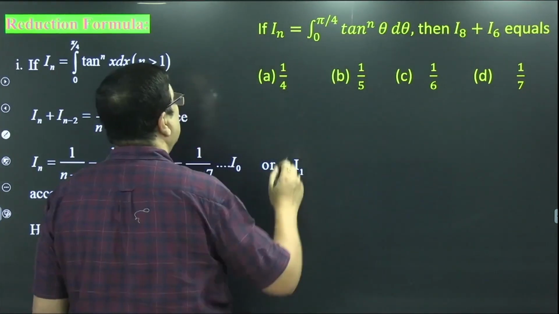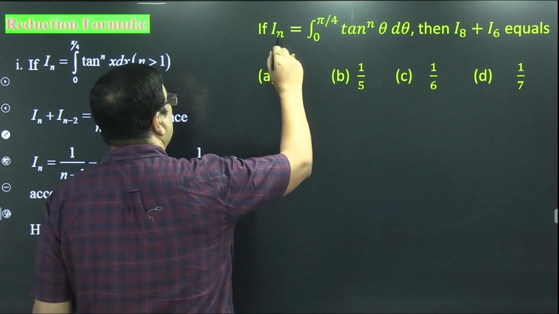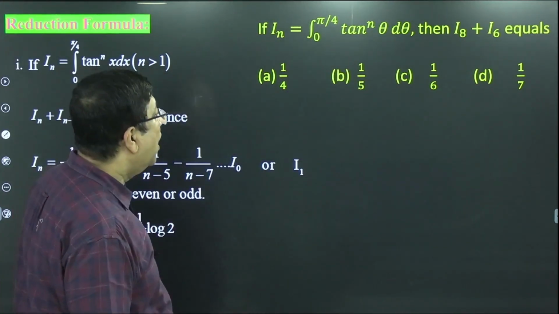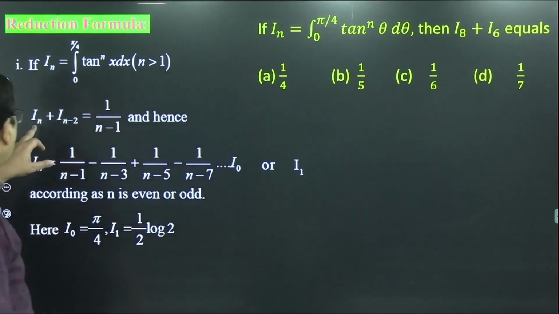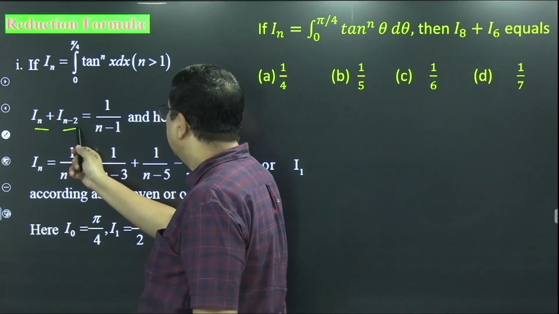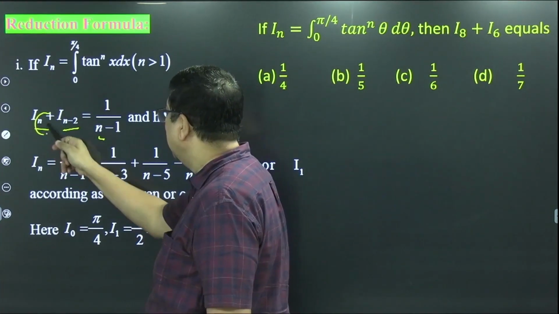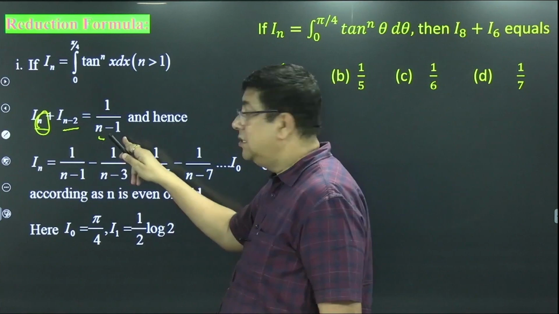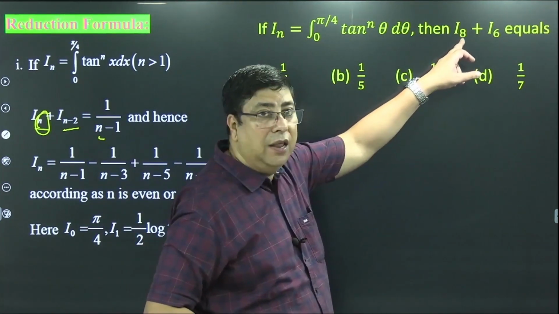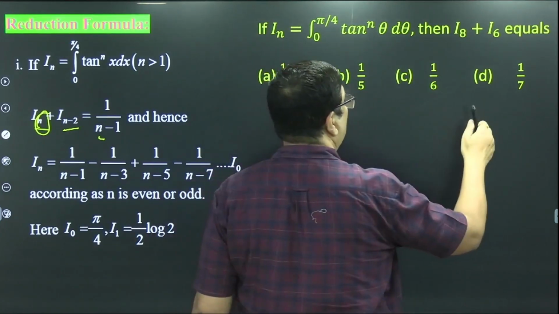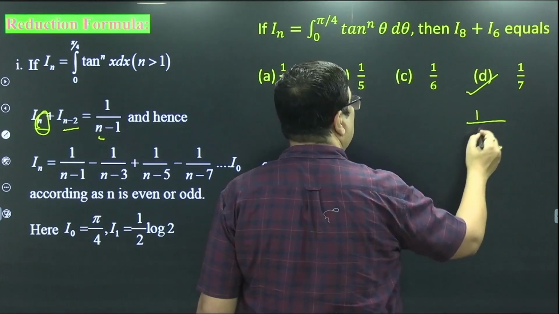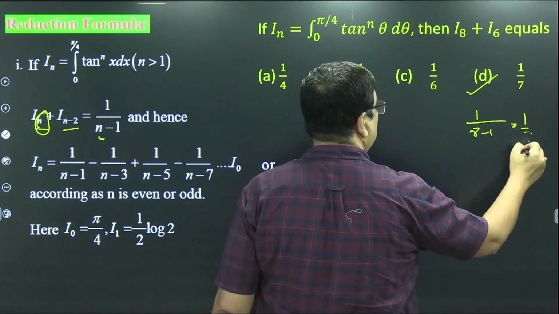Therefore, just see one application I am showing you: I_n equals the integral from 0 to pi by 4 of tan to the power n theta d theta. So I_8 plus I_6. In this case, I_n plus I_(n minus 2) equals 1 by (n minus 1). Remember one thing, the maximum index is n, and here 8 is the n. So the final answer is 1 by (n minus 1), which is 1 by 8 minus 1, that is 1 by 7.